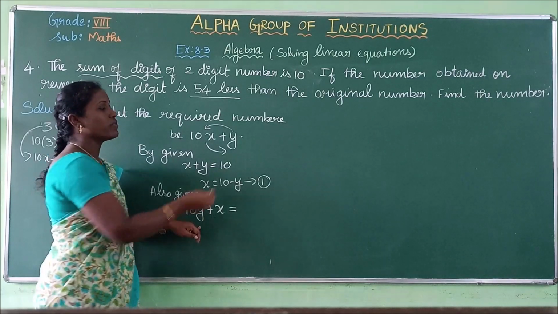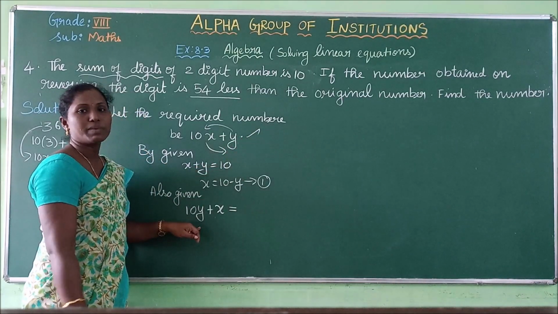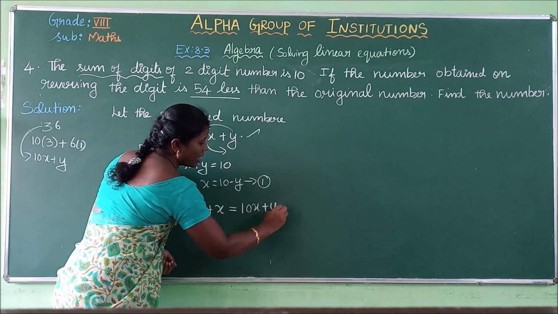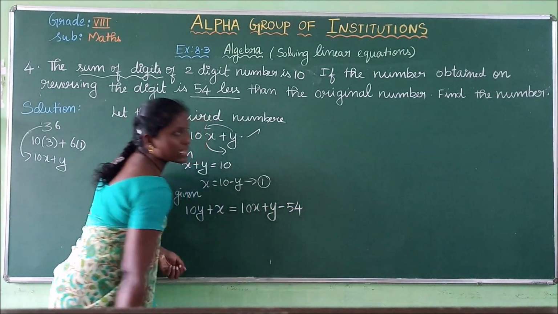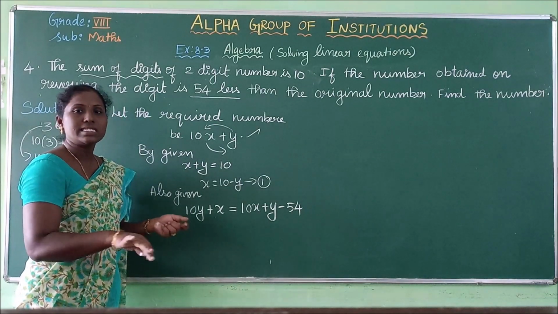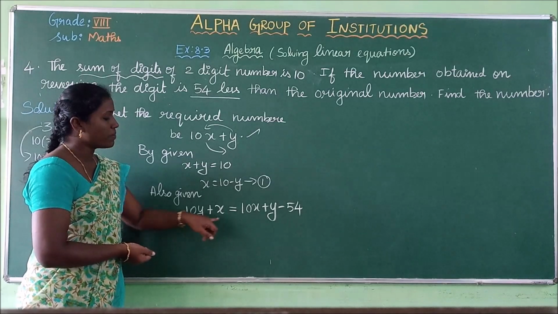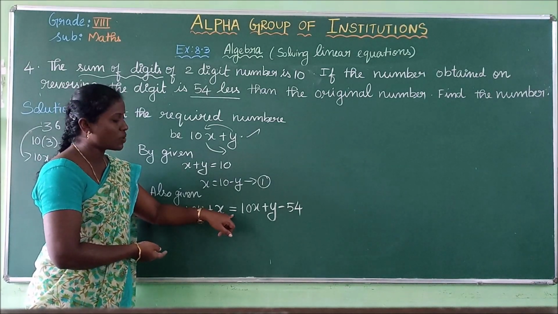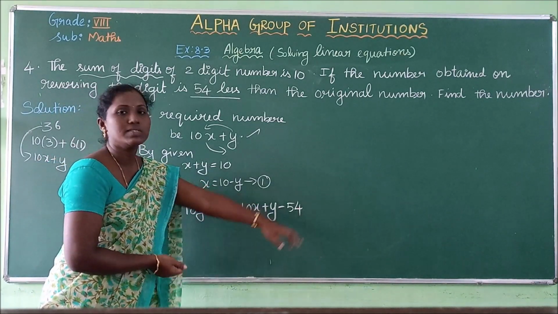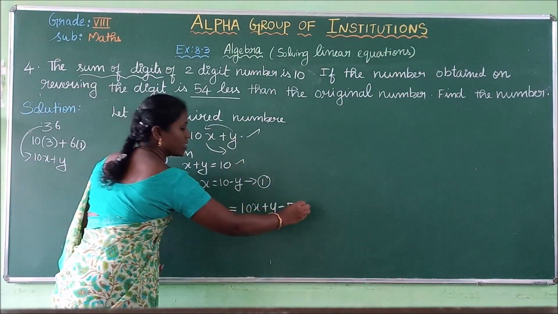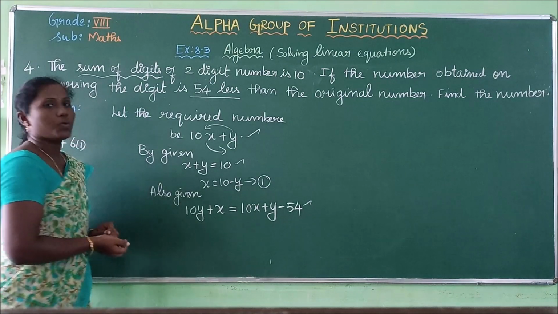If I reverse like that, the number we obtain is equal to 54 less than the original number. What is the original number we are taking here? 10x plus y. Less than means what symbol we have to use mathematically? Minus. Less than 54 means we have to use minus. So 10y plus x, the reversed number, is equal to 10x plus y minus 54. See, the statement we changed into an equation here. Okay.